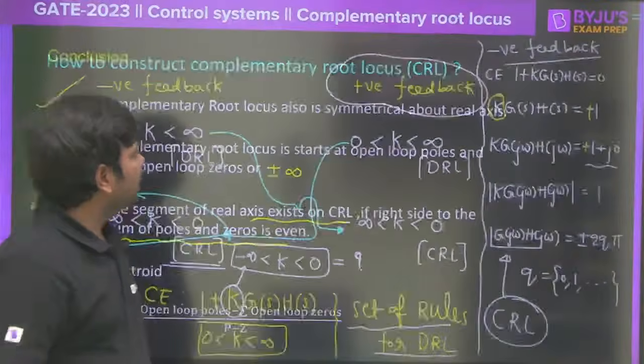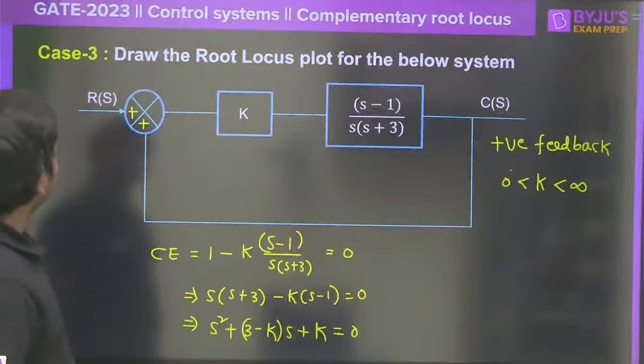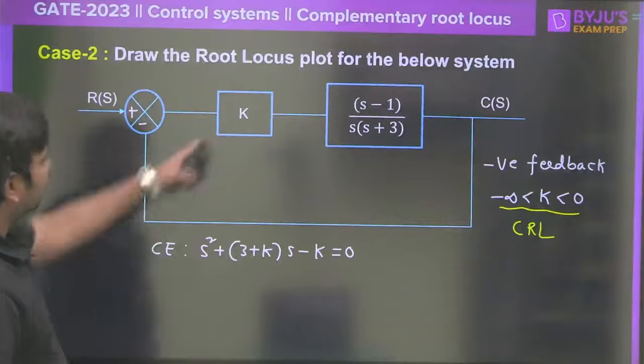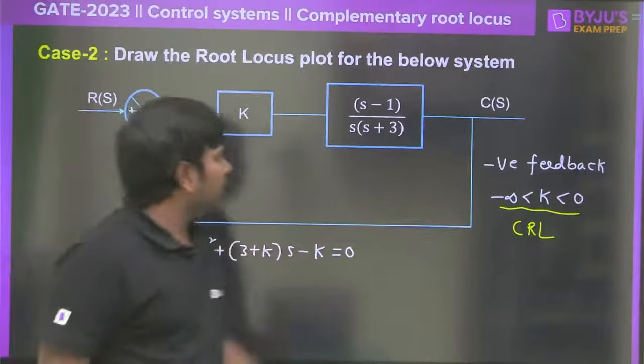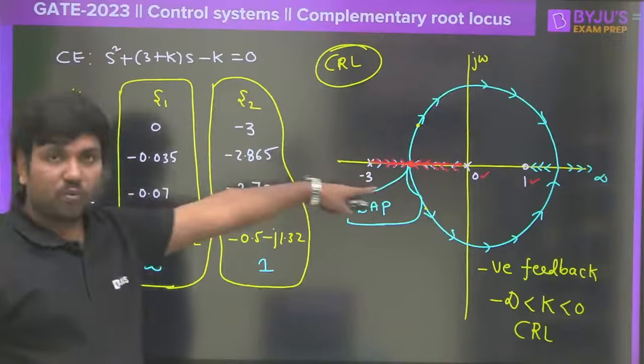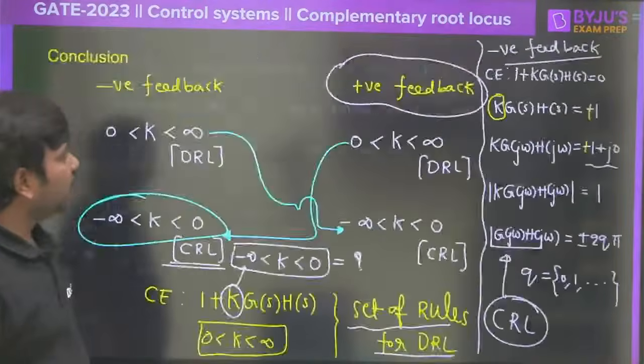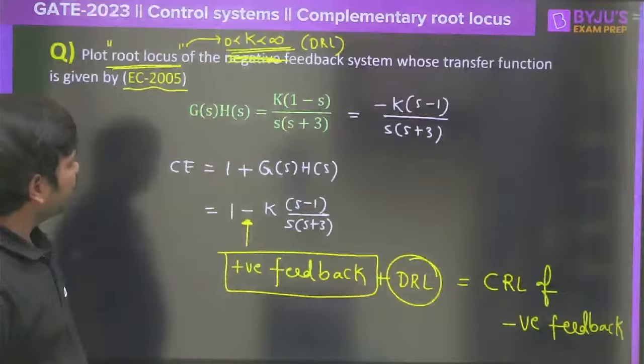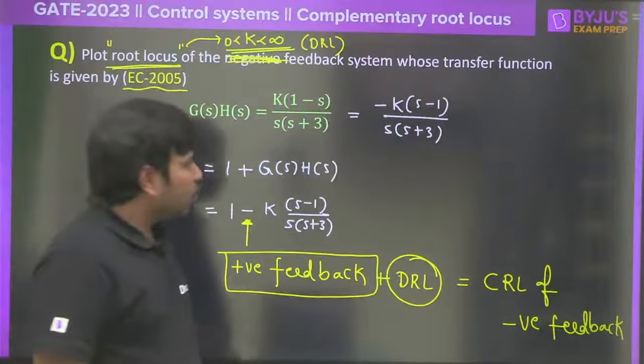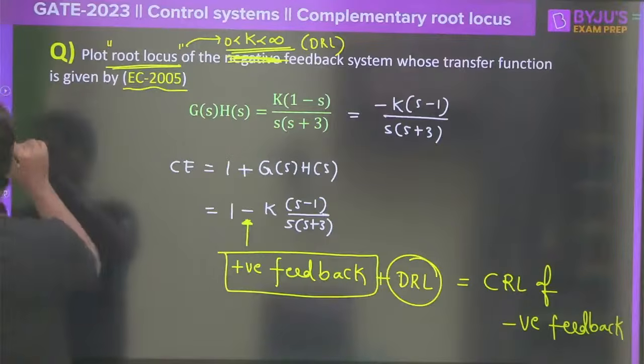So just go back here and see here. That is the second case we have already discussed, right? Negative feedback, complementary root locus, we have discussed. Yes, this is what we got. This is the answer. This is the root locus for this 2005 question. Clear? So that means already we have done this one. Clear? I hope I have conveyed the message clearly.